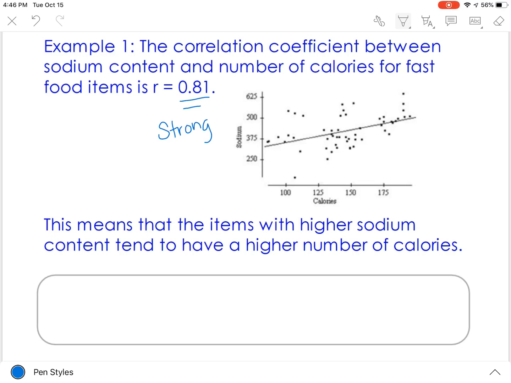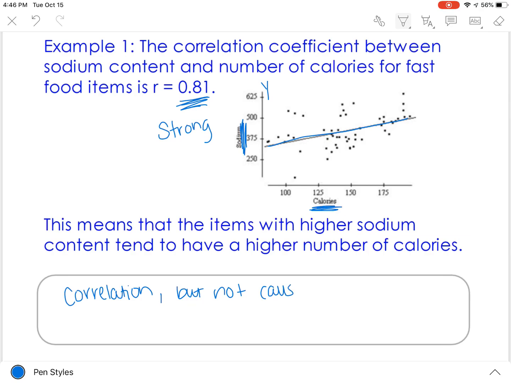Looking at this means that items with higher sodium content tend to have a higher number of calories. So our question is, is this correlation or causation? Well, we can see that there's a correlation because we have a fairly strong correlation coefficient. So the question is, is the high sodium causing the high calories? It's not. So this is correlation, but not causation.